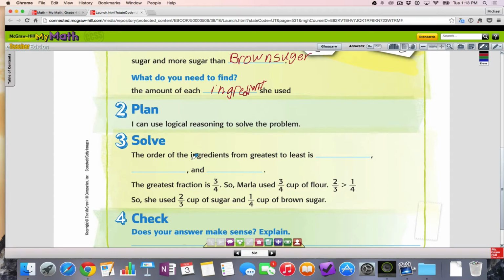The order of the ingredients from least to greatest. The greatest fraction is 3/4, so we know that the first one is flour. Okay, our next biggest fraction would be 2/3. And the smallest fraction is 1/4. So the 2/3 would be the sugar. And the 1/4 would be the brown sugar.